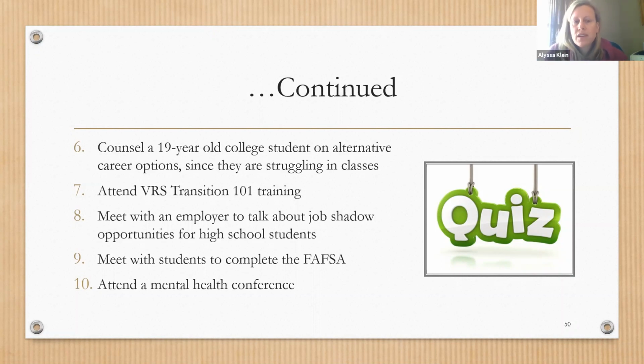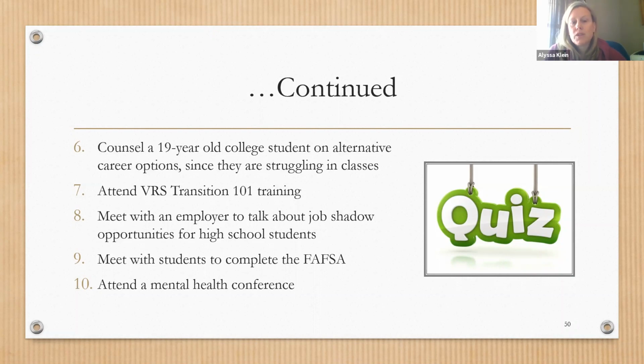Number 7, attend the VRS Transition 101 training. That would be AUTH. That would be an example of a training that would be announced by the VRS Learning and Development Team and would be at 100% AUTH. Number 8, meet with an employer to talk about job shadow opportunities for high school students. That is another Pre-ETS coordination service, and that would be charged to PETS.